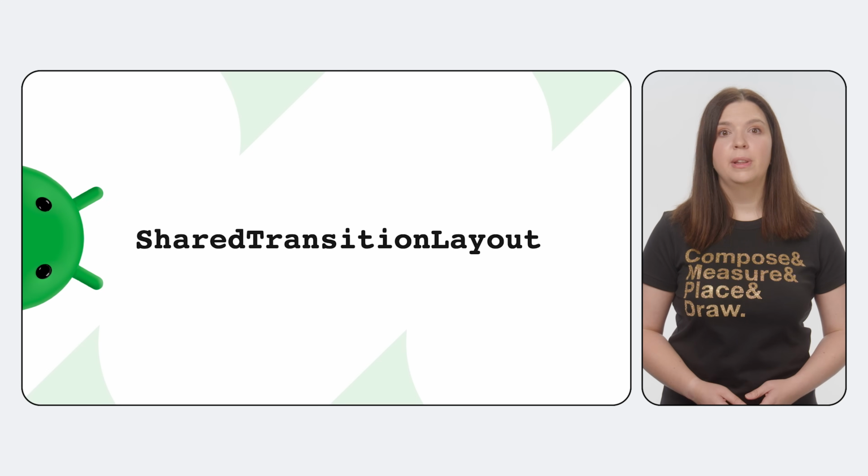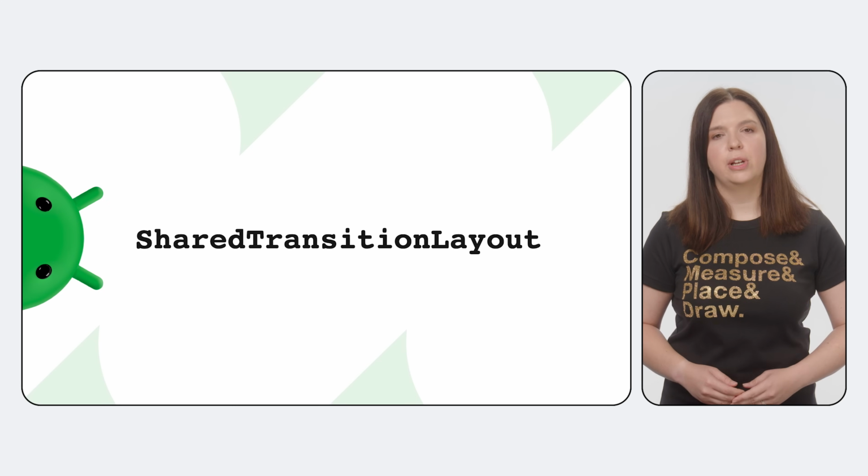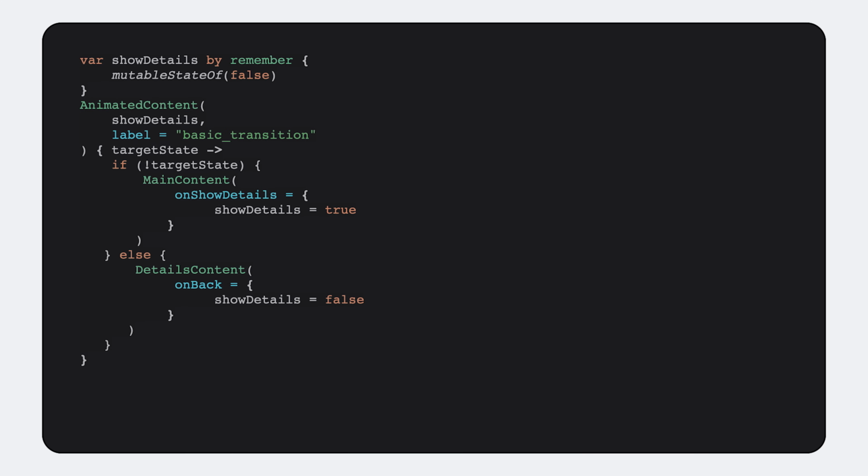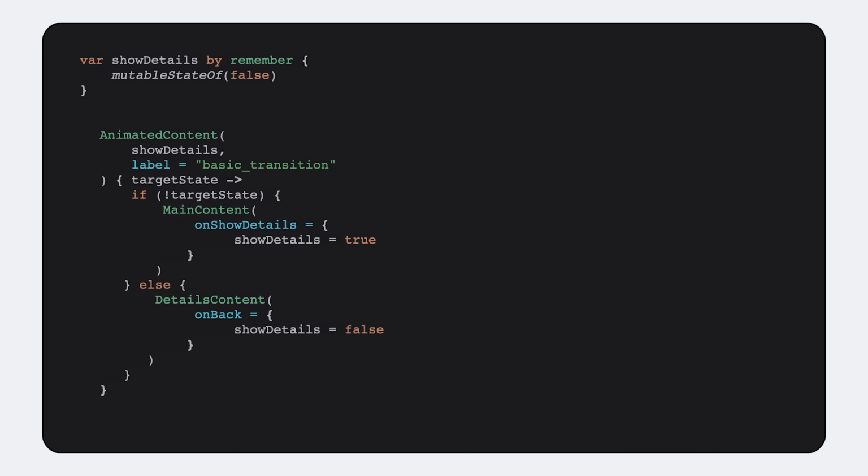The first composable that we need to use is the SharedTransitionLayout composable. Our UI looks a little bit like this. We have used animated content at the top level between the two screens, and by default, animated content will fade between the two states when the show details variable is updated. So to get started with shared elements, we need to wrap the top level layout with SharedTransitionLayout.